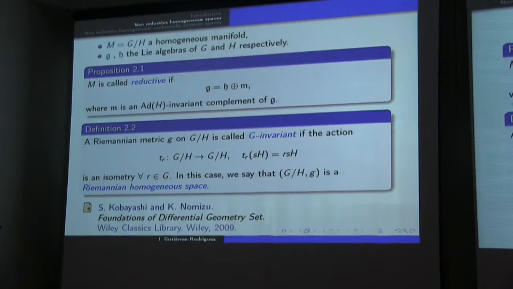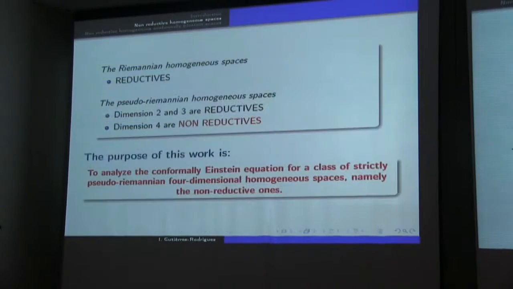A Riemannian metric is called G-invariant if this action is isometric. In this case, we say that this space is a Riemannian homogeneous space. If we have a pseudo-Riemannian metric, we say that this space is a pseudo-Riemannian homogeneous space. The Riemannian homogeneous spaces have been studied, but little is known about the pseudo-Riemannian homogeneous spaces. While any Riemannian homogeneous space is reductive, the pseudo-Riemannian homogeneous spaces in dimension 4 can be non-reductive.